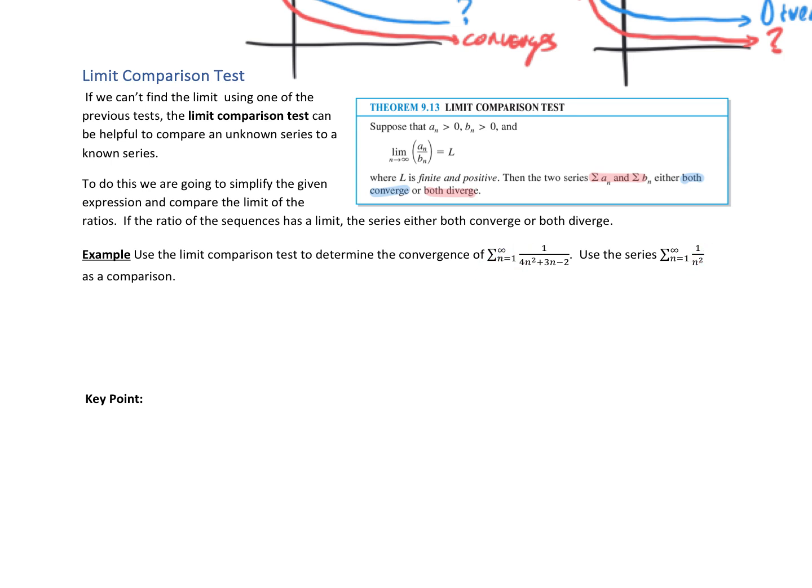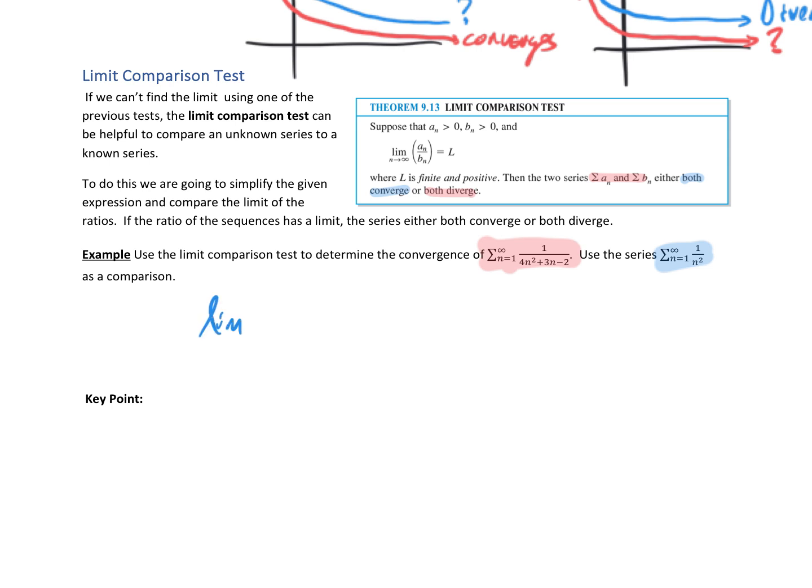So let's use the limit comparison test to determine the convergence of this function here. The sum from 1 to infinity of 1 over 4n squared plus 3n minus 2. And we're going to compare that to a simpler version, 1 over n squared. We know here that this one converges, right? Because this is a p-series. Okay? So we're going to compare this.